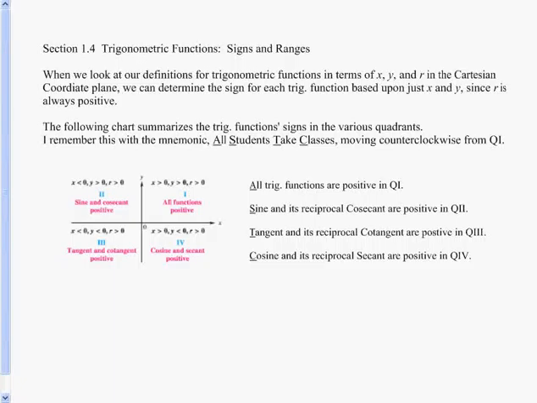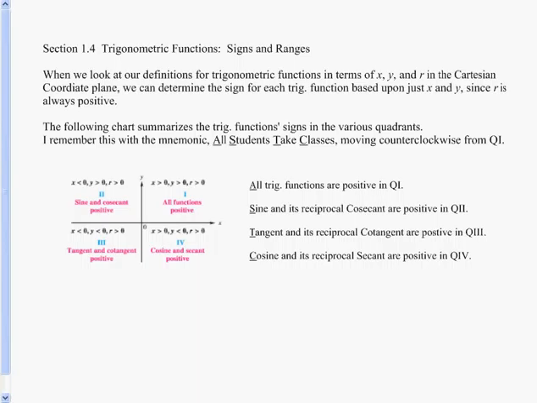Section 1.4 covers the topic of trigonometric functions, including signs and ranges of those functions, as well as common identities. This particular video is just going to look at signs and ranges to start with. When we look at our definitions for trig functions in terms of x, y, and r in the Cartesian coordinate plane, obviously we can determine the sign for each trig function based just upon x and y, since r, we noted in class, is always positive.